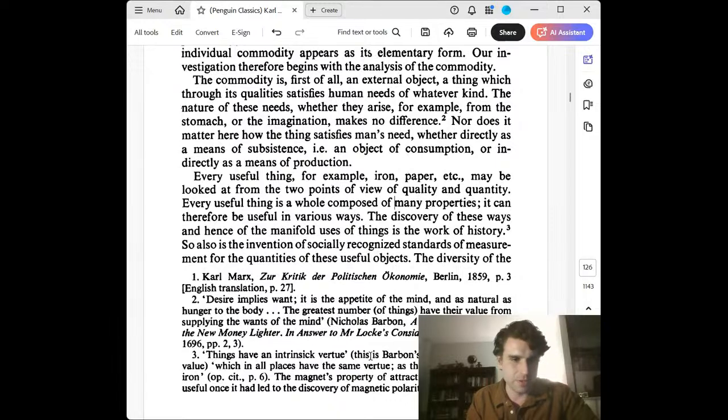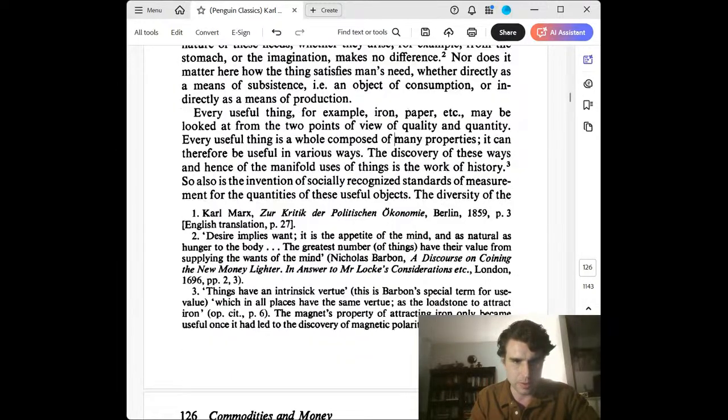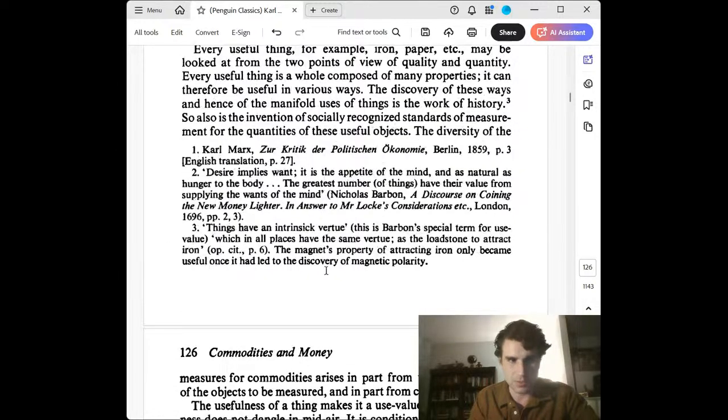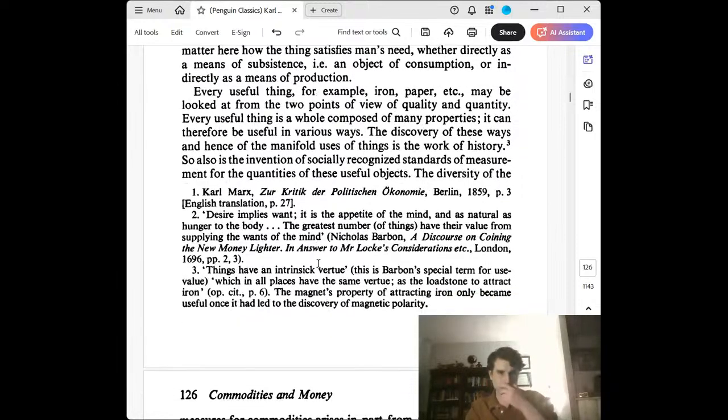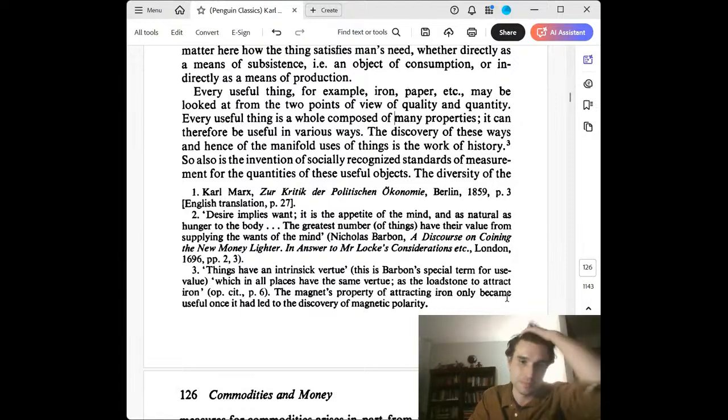Things have an intrinsic virtue. This is Barbon's special term for use value, which in all places has the same virtue, the lodestone to attract iron. The magnet's property of attracting iron only became useful once it had led to the discovery of magnetic polarity. So, historically, new uses for things are discovered. New useful properties of things are discovered.